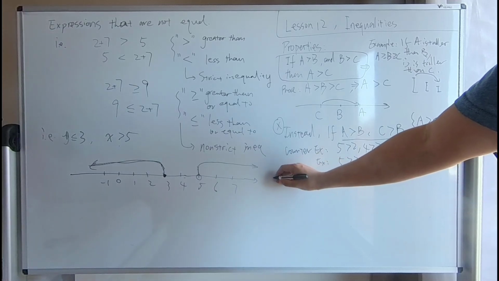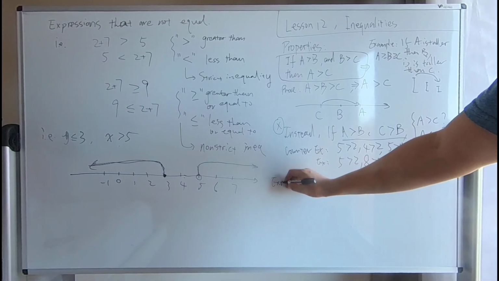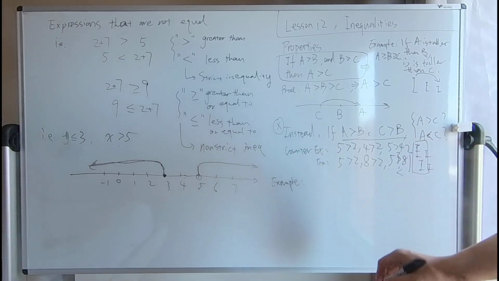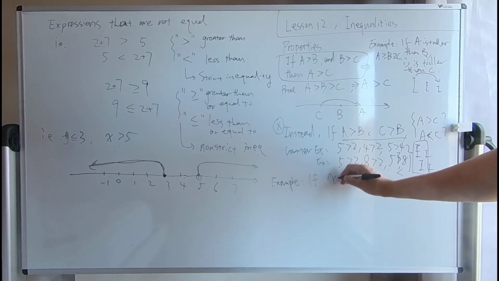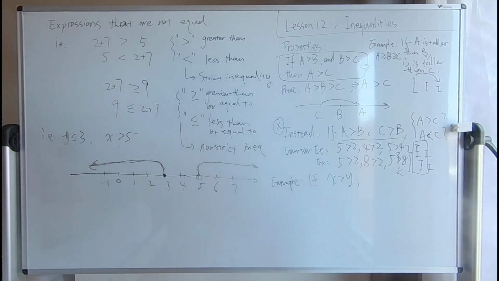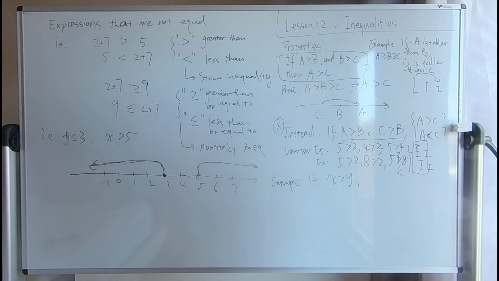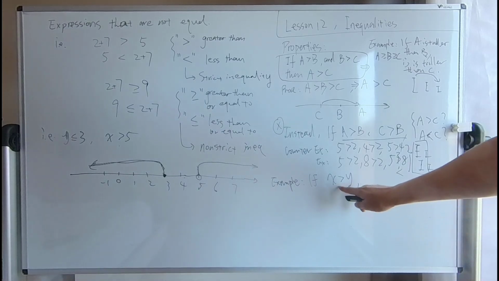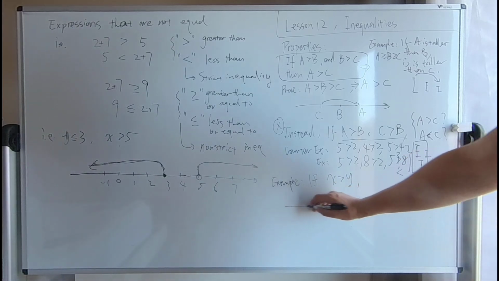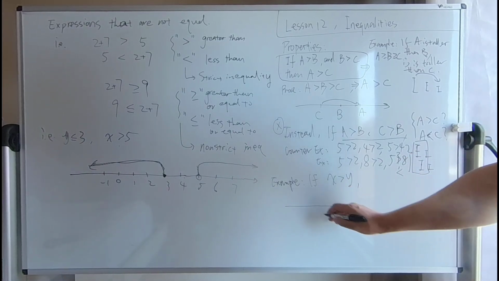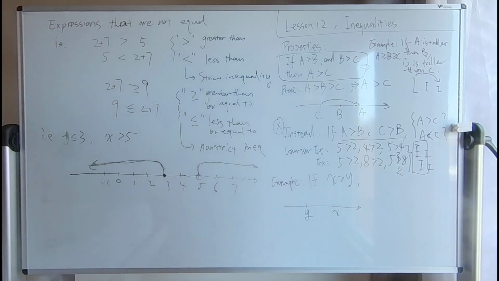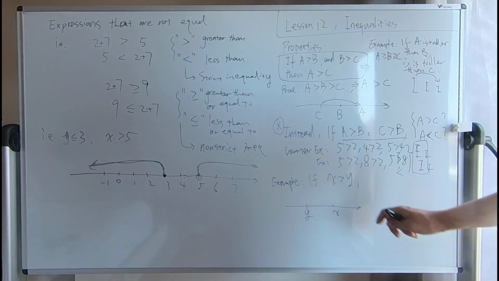Okay. The next property, let's see, next example. If I have x is greater than y, what happens if I add the same amount on both sides of this inequality? Now remember that when we solve equations, we can add or subtract the same amounts on both sides of the equation. Can we do the same thing for inequality? Yes, we can. Let me show this or prove this to you by using the number line first.